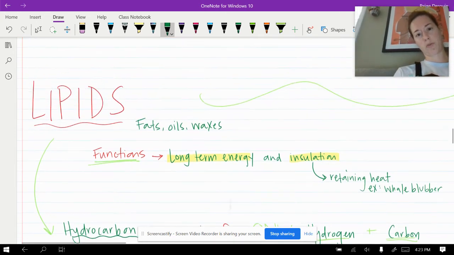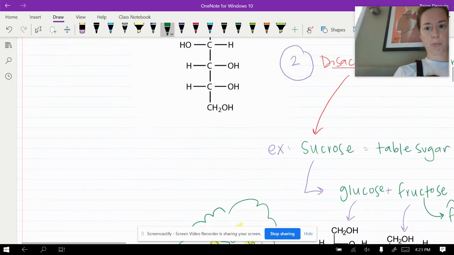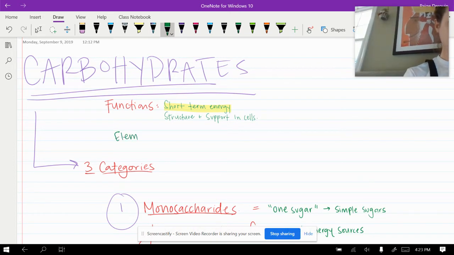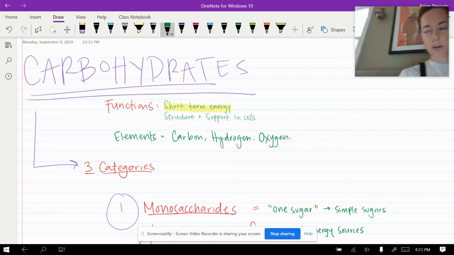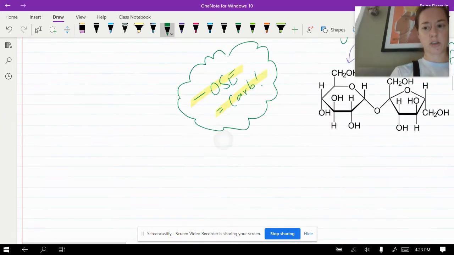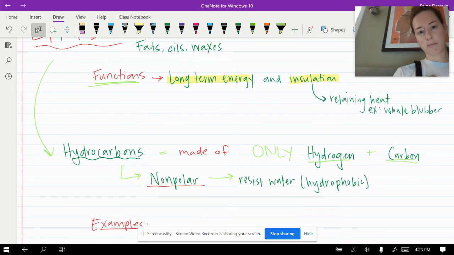Carbs, I should have mentioned this before, but carbs actually contain, I'll go up here and put it with them. So carbs' elements are carbon, hydrogen, and oxygen. That oxygen makes them a little more polar and a little more willing to react with water. But if I go back down here to lipids, they are hydrophobic. They hate water, which you've probably noticed if you've cooked with oil.